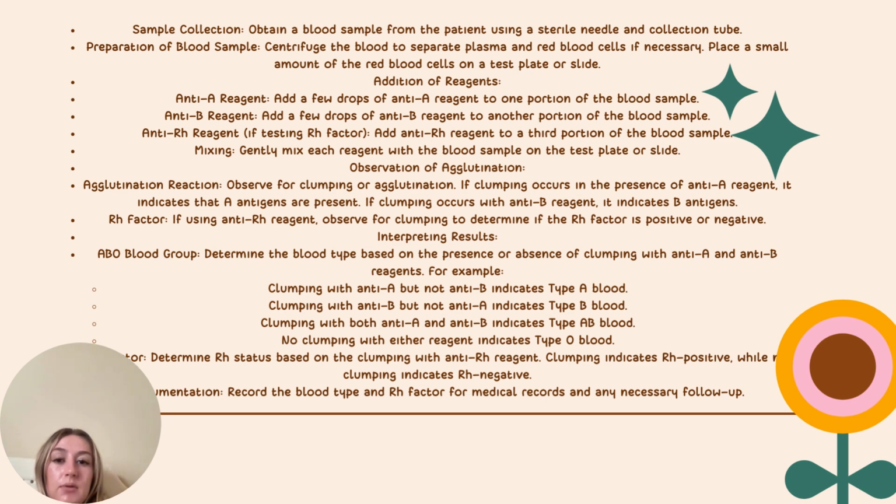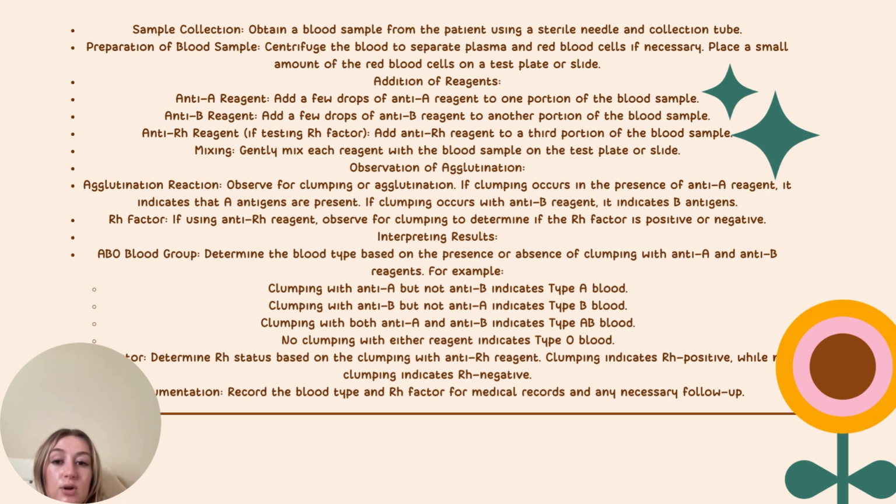and anti-B reagent, add a few drops of anti-B reagent to another portion of the blood sample, and then anti-RH, add the anti-RH reagent to the third portion of the blood sample, mixing gently the reagent and the blood sample on a test plate or slide. Then you would obviously take an observation of the agglutination, observing for clumping. If clumping occurs in the presence of anti-A reagent, it indicates that A antigens are present. If clumping occurs with anti-B reagent, it indicates that B antigens are present.